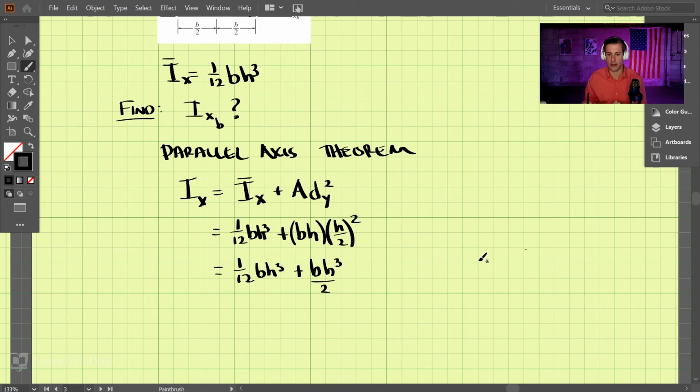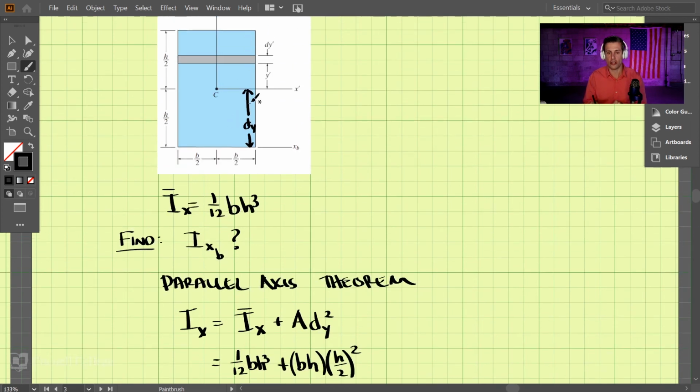And then we can simplify that if we want. It looks like that comes out to be 7/12 bh cubed. And that's an example of how we can shift the axis from the moment of inertia about its centroidal axis to the moment of inertia about a different axis.